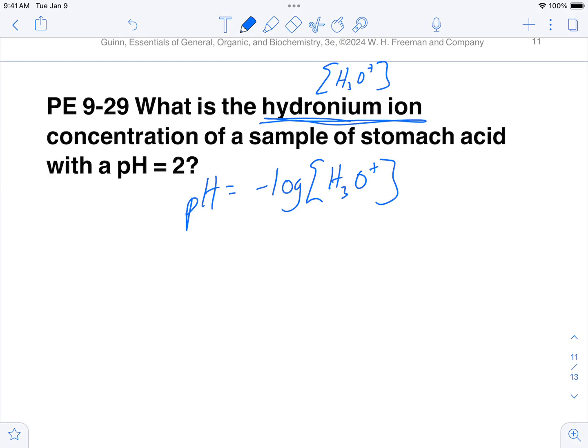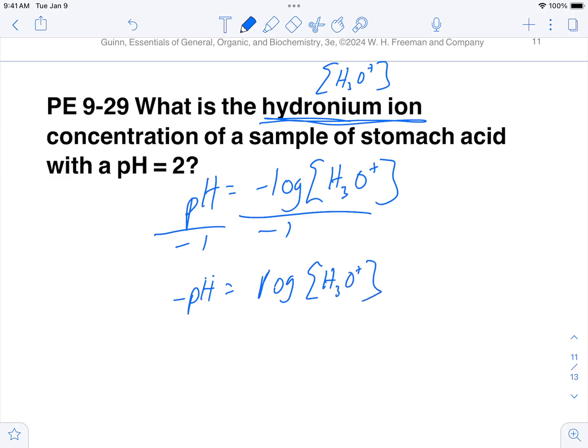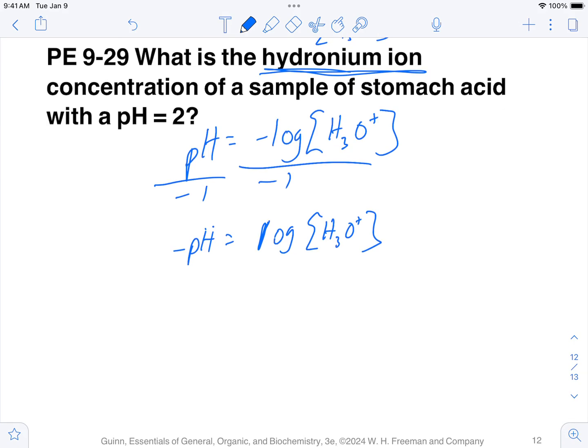We're searching for that. So through algebra, we can divide both sides by negative 1 to get rid of that negative. Now we have negative pH equals the log of the H3O+. To undo a log, or to inverse a log, you raise 10 to the power of both sides. That's just your algebra there. So 10 to the negative pH equals your H3O+. You don't need to know the algebra. What you need to be familiar with is this equation.